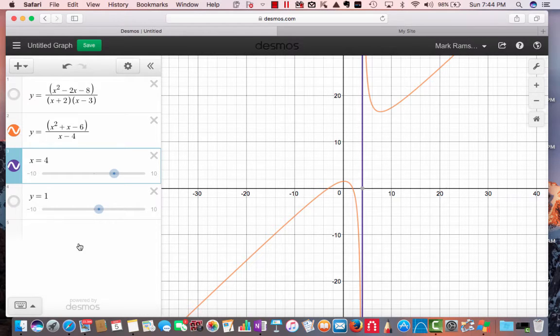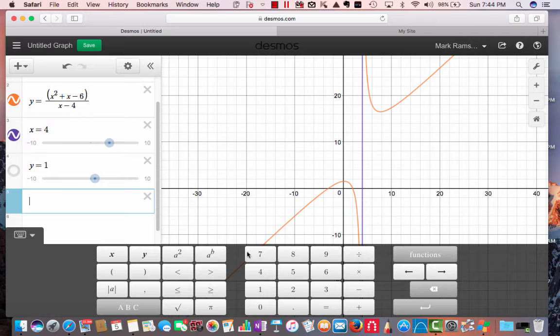I'm also going to put in the equation of the slant asymptote, y equals x plus 5. And as you can see, the graph approaches that red line. Of course, in this particular section of the graph, we have a little maximum point here, and over here we have a minimum. But the graph is kind of contained between the vertical asymptote and the slant asymptote in both cases.